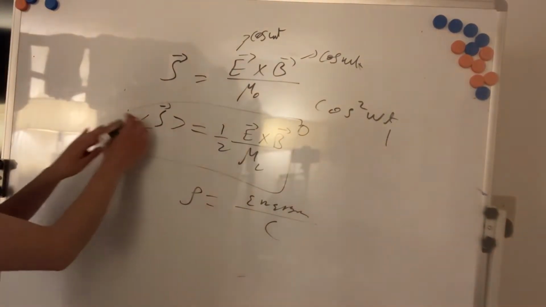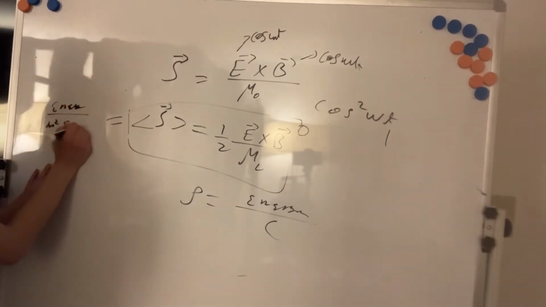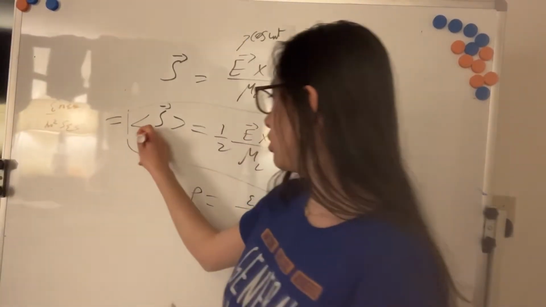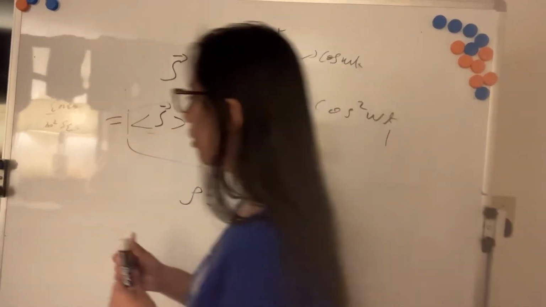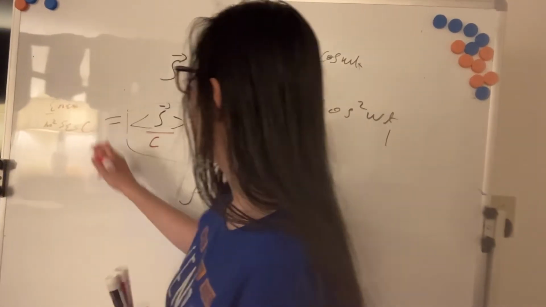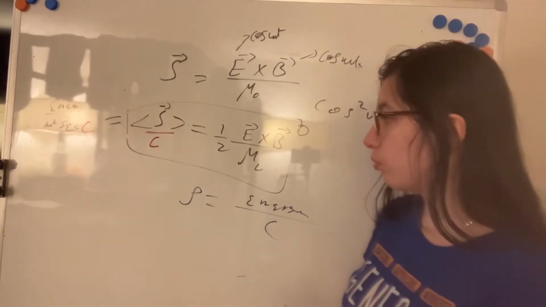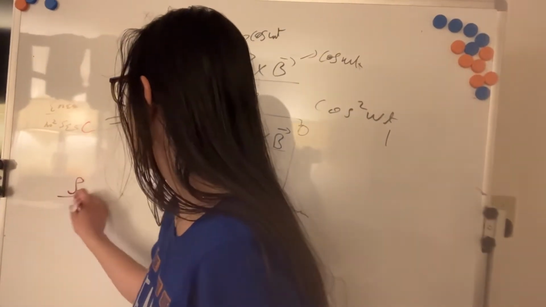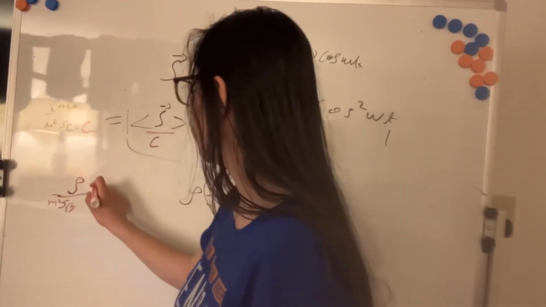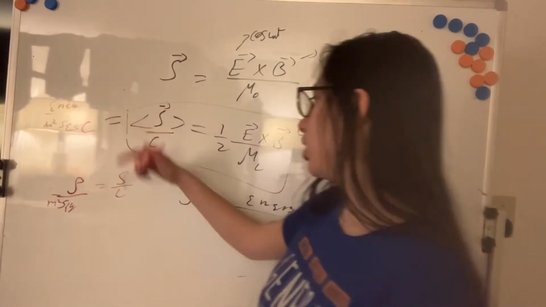So the Poynting vector is energy per square meter per second. If I divide both of these by c, then I have energy divided by c, which is momentum. So I would have momentum per second, and here per square meter, equal to the Poynting vector divided by c, or the average value, whatever it be.